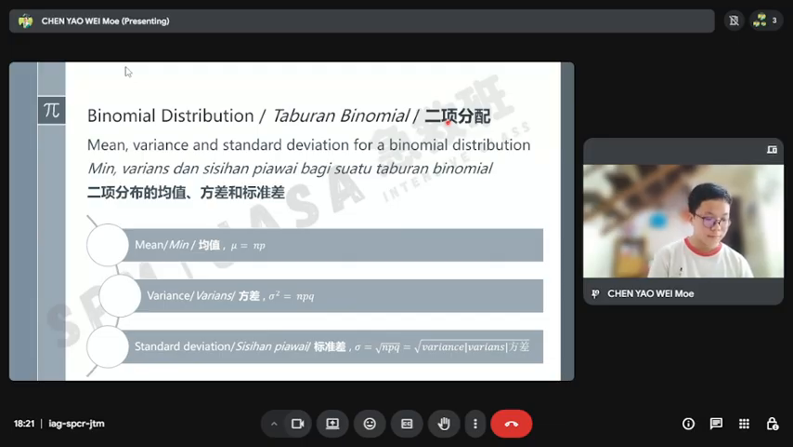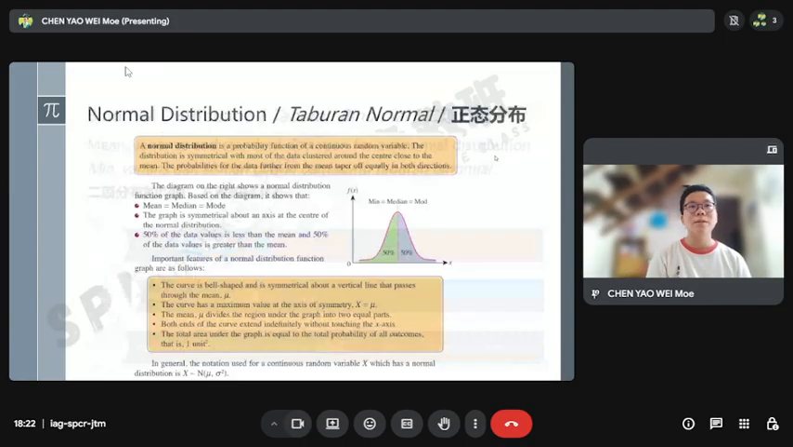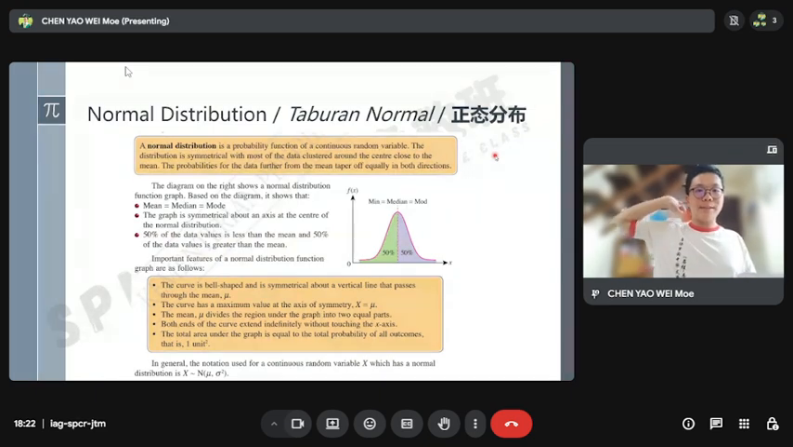Okay, and that's all for the binomial distribution. Now we will move on to the normal distribution, the hardest one. For the normal distribution, it's a probability function of a continuous random variable, meaning it is already continuous.